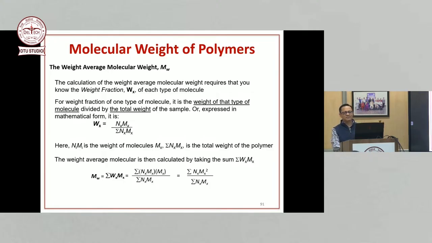Did you guys write the number average molecular weight formula? Okay. So write for weight average molecular weight. Basically you need to write this and this. If you know this and you know this, you'll be fine.